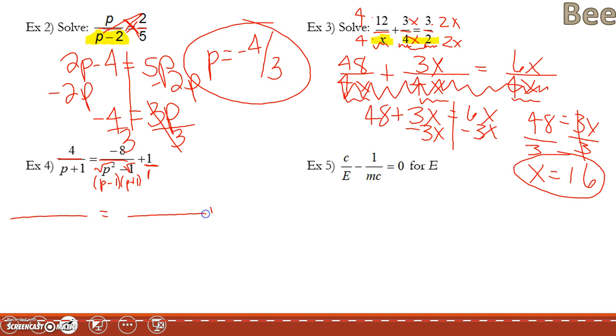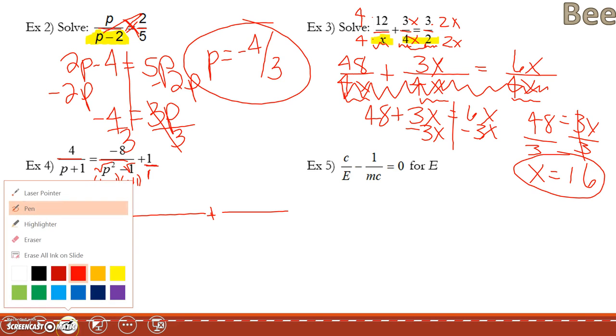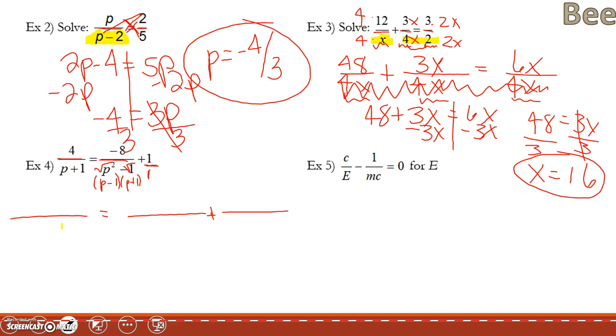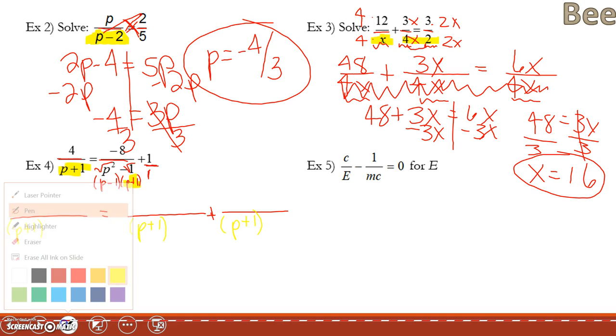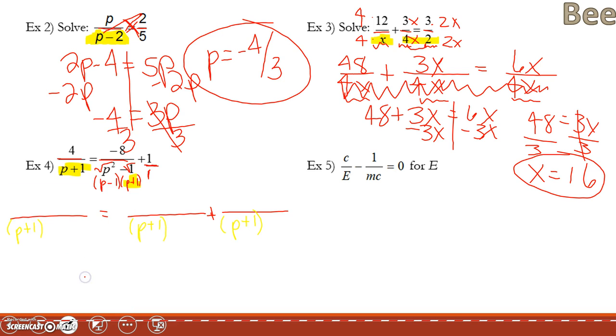So let me make my things here. So what they already have in common is they both have, these two have p plus 1. So that means that I can bring down p plus 1 as part of my LCD. And then you bring down any oddballs. So this p minus 1 also has to come down.